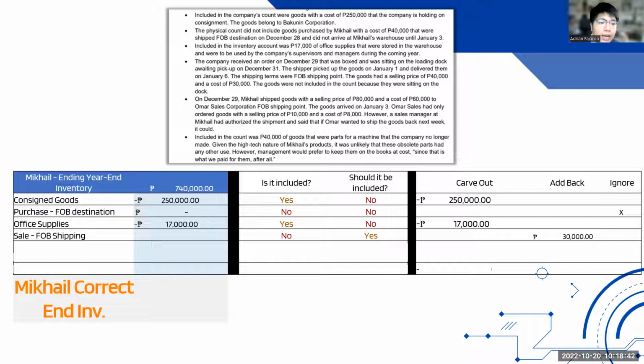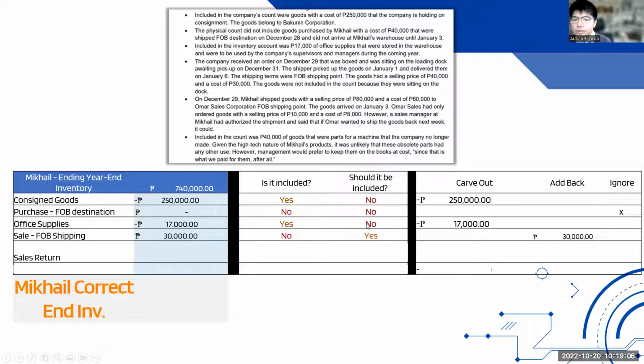We have to go beyond that. We have to understand na wala pang transfer of title na nangyayari. And therefore, this is a very unique item that kahit shipping point, it's still included because hindi pa siya napipick up. Yun basically yung logic here. And because it's not included, but it should have been included, we add back 30,000.